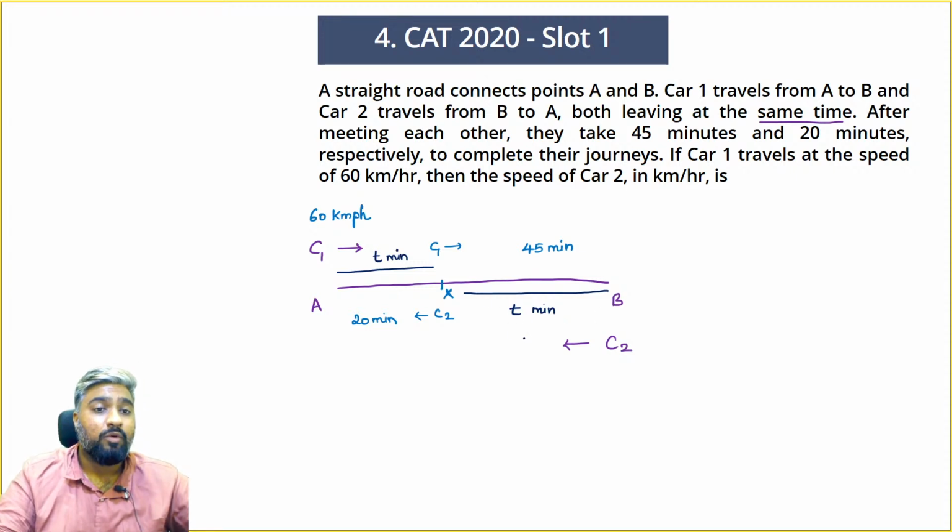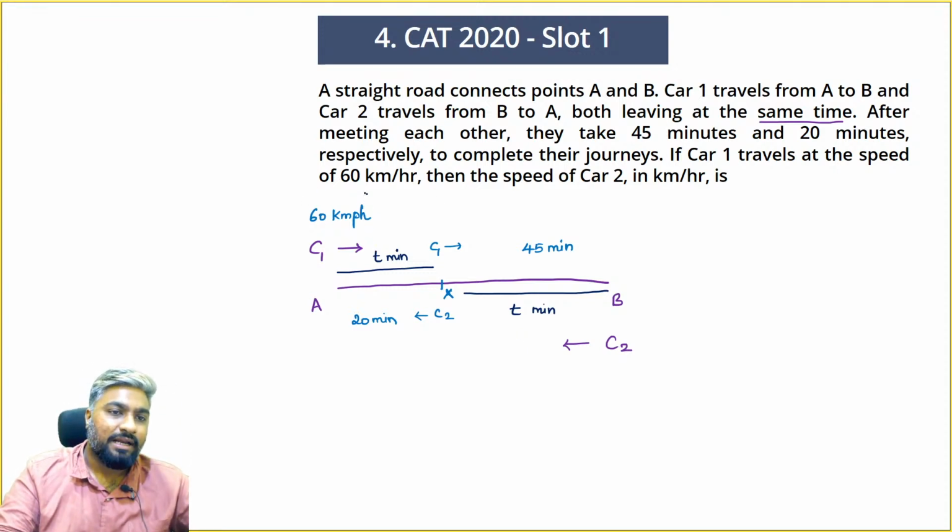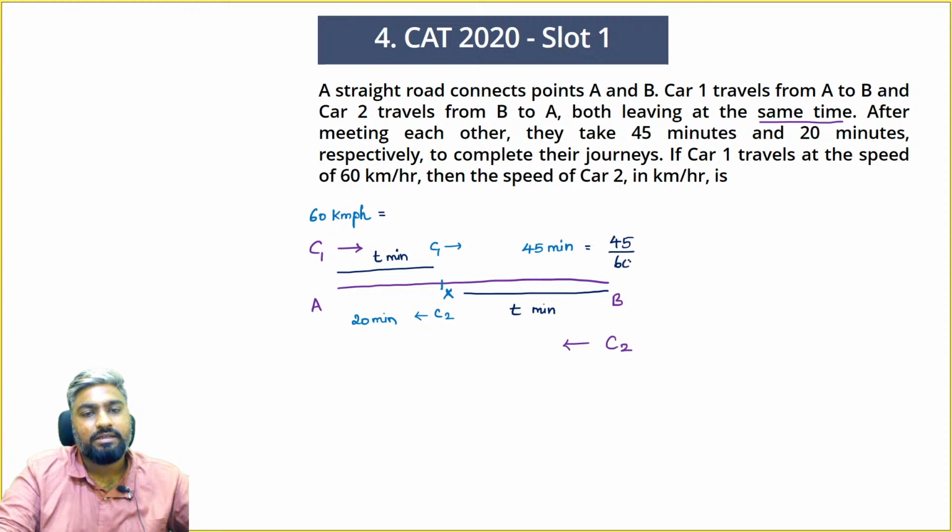Now basically 2 things are happening here. First, 60 kilometers per hour can I say is nothing but 60 into 5 by 18, correct? If you want to do it in meters per second. Instead, what you can do is 45 minutes is 3 by 4 hours, or 45 by 60 hours, okay? So can I find out the distance XB?